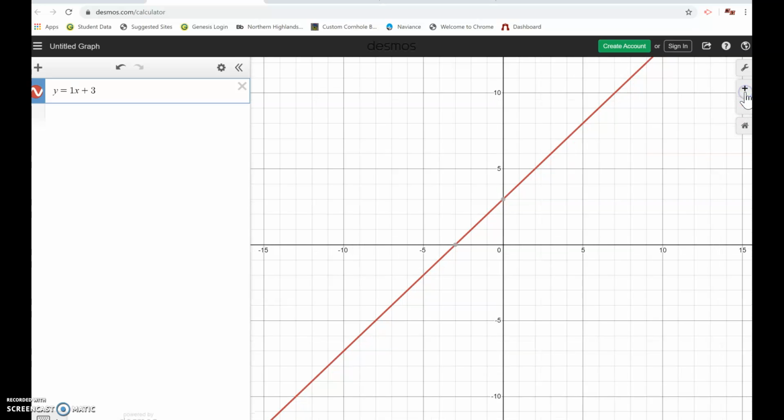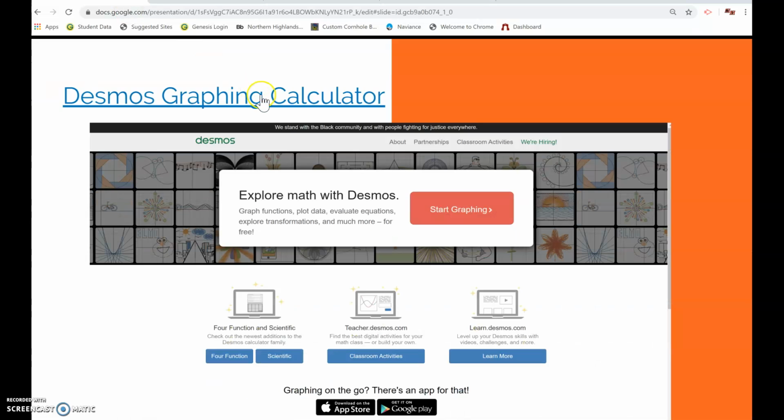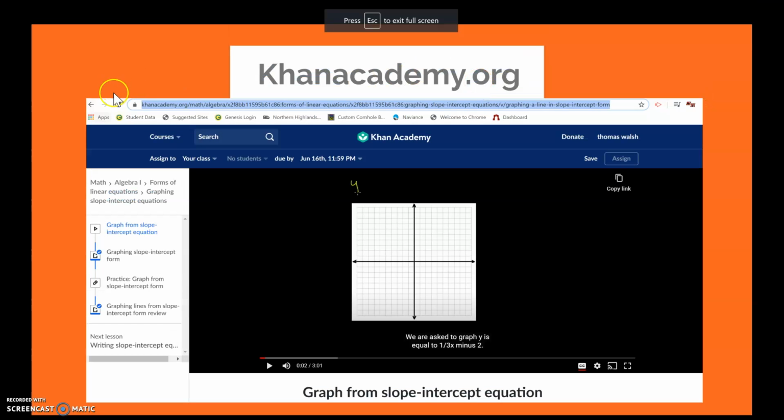Let me get a little closer here. We can do the rise and run up 1 over 1. So you can see the rise over run and what the y-intercept is, which is the 3 on the graph on the y-axis. All right, and we'll go back to the presentation here. And from the Desmos calculator, we will go into the Khan Academy.